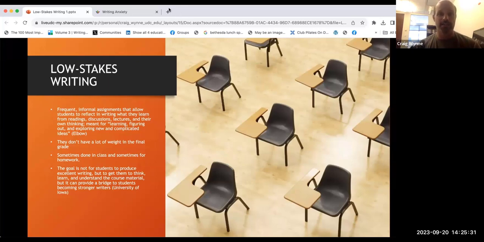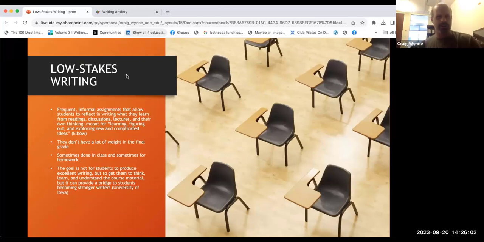Generally, they don't have a lot of weight in the final grade. Students in my classes write in class, and they write exercises outside of class that have essentially very little impact on their grade, as long as they don't miss too many of them. But if they're putting in effort, if they're showing that they're engaging with it, then it does help them. Sometimes it's done in class and sometimes for homework.